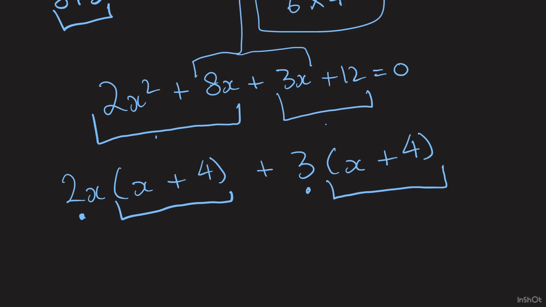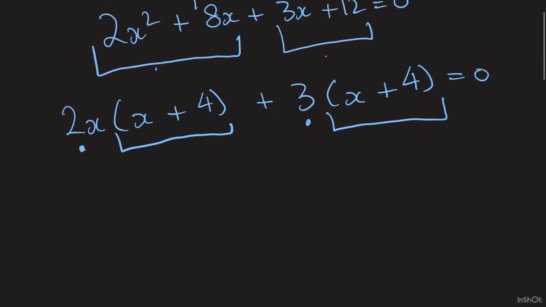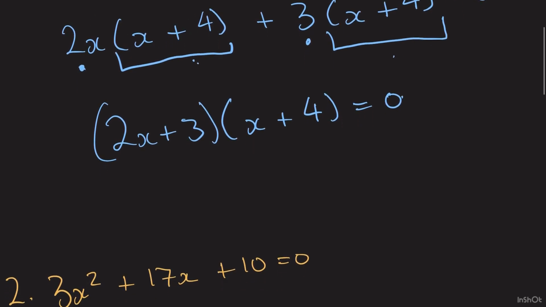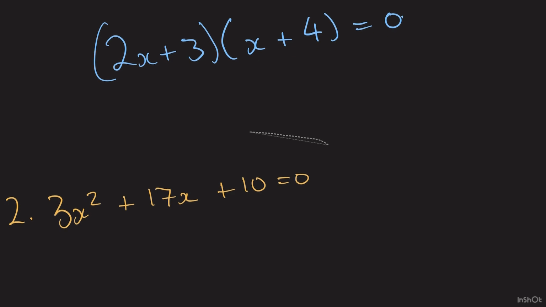So now when forming the double brackets, you want to write the two numbers on the outside together and the two numbers inside the bracket together. So you want to write 2x plus 3 in one bracket, and the number that's repeated, you want to write in the other bracket, like that.